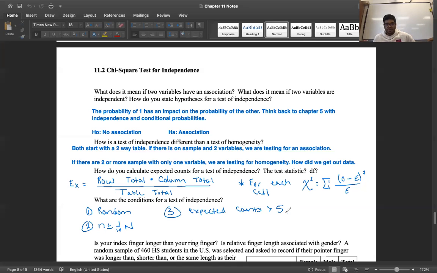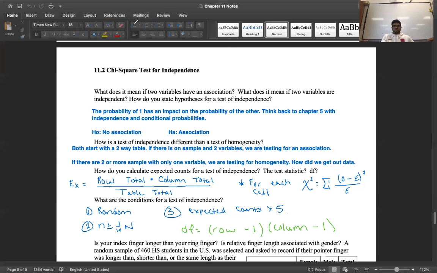So a lot of this stays the same. The expected counts change a little bit. Your degrees of freedom is going to be rows minus 1 times columns minus 1, so that stays the same as well. I'll put it over here in a different color so it stands out. So df equals rows minus 1 times columns minus 1, the number of rows minus 1 times the number of columns minus 1.